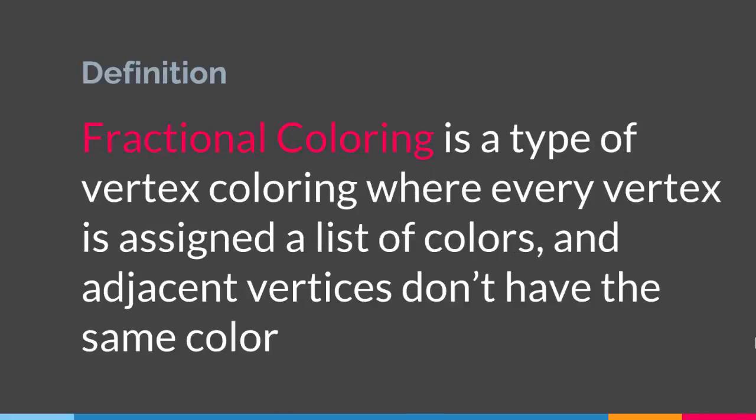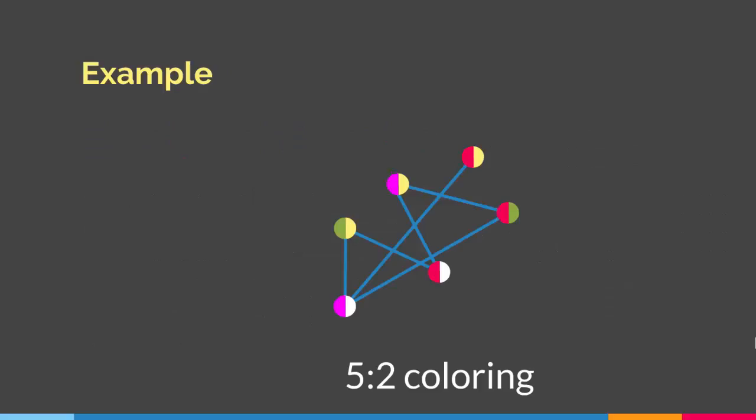Fractional coloring is a type of vertex coloring where every vertex is assigned a list of colors and adjacent vertices do not have the same color. Do not confuse this with list coloring. Here, even though we have a list of colors for the vertices, we divide the vertices into however many divisions we want, either 1, 2, 3, 4, 5. So we have fractions, and we give each fraction, or each division, one color. So to clarify, this is an example of fractional coloring.